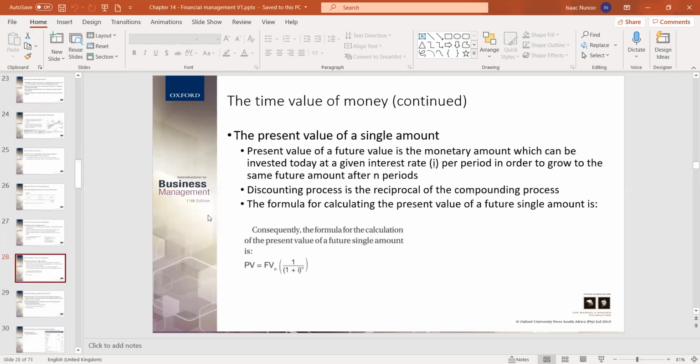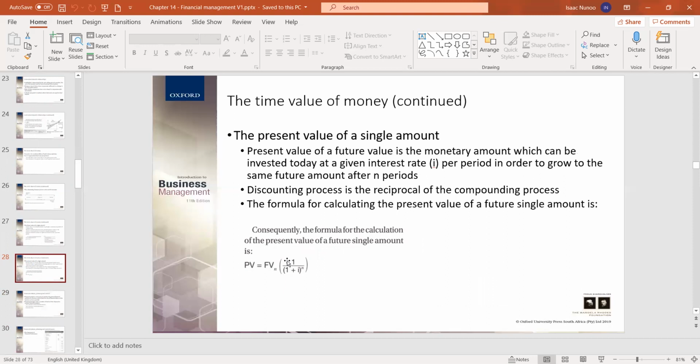Now, this also gives us the present value. From the future value, once we make PV the subject, we can therefore obtain the present value. Now, the present value is the monetary value of what is invested today at a given interest rate per period in order to grow to the same future amount after n periods.